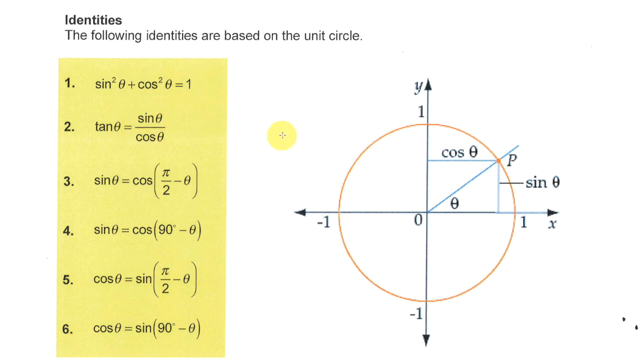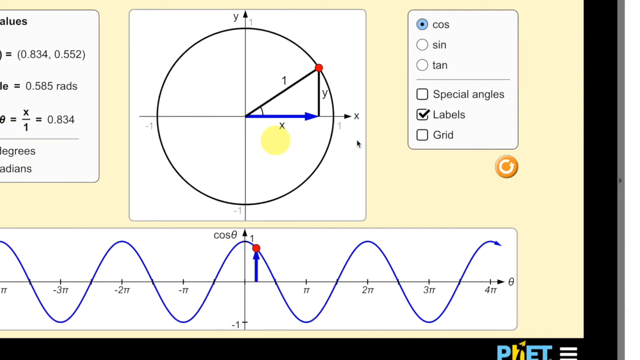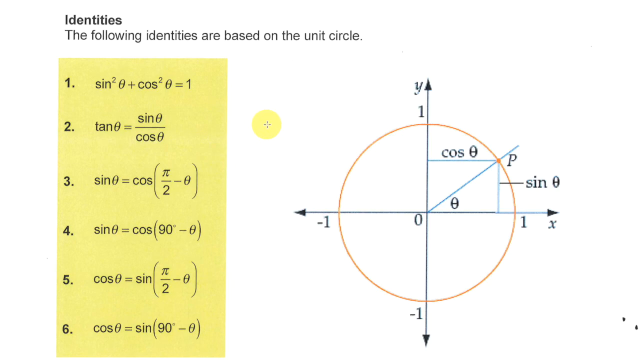Our next major identity is that tan theta equals sine theta over cos theta. Again, I'll use this diagram. So here's theta here. Tan of theta will equal the opposite over the adjacent. Remember, y is equal to sine theta and x is equal to cos theta. So tan theta will equal sine theta over cos theta. And that's that identity.